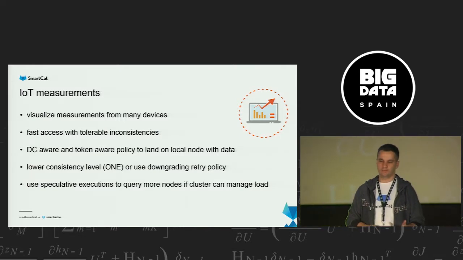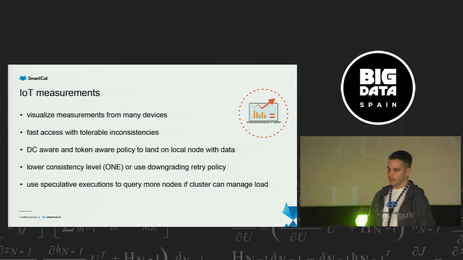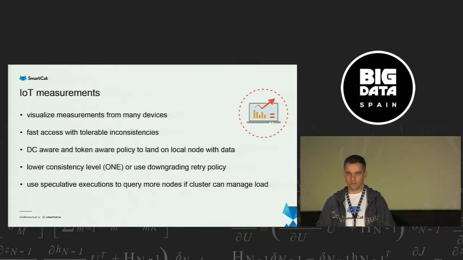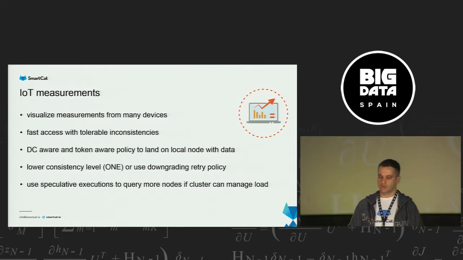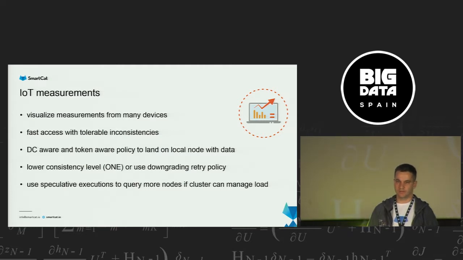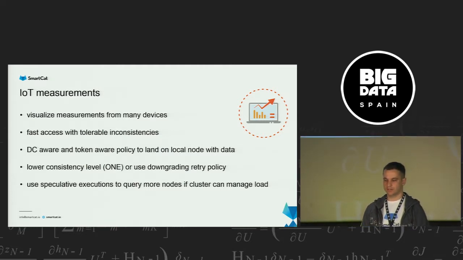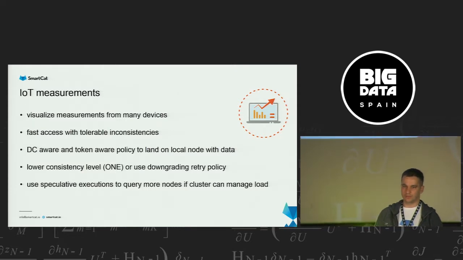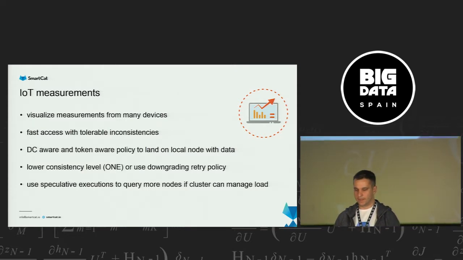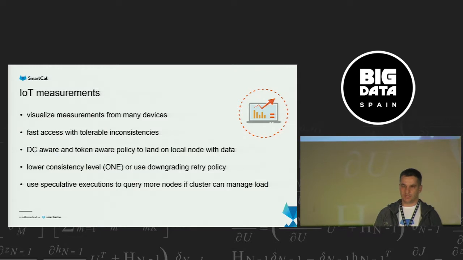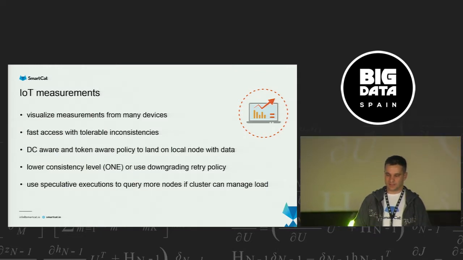So if you have this kind of use case, I would choose as a load balancing policy default. So I would serve, because of fast access, I would serve data from local data center, and I would choose token aware to land on the node which has data. Lower consistency level in this situation makes sense.